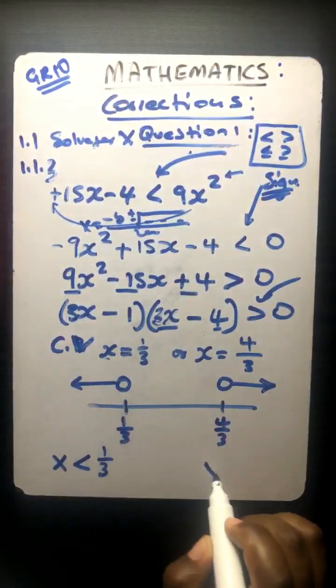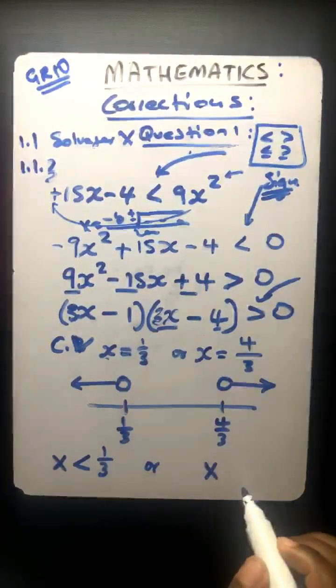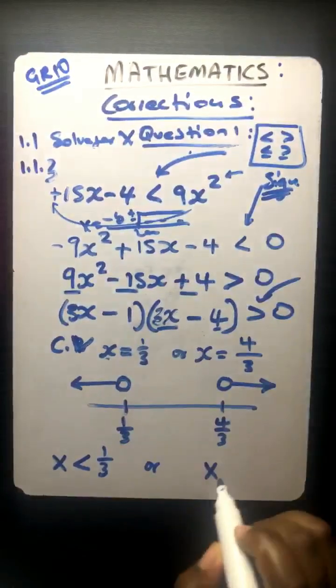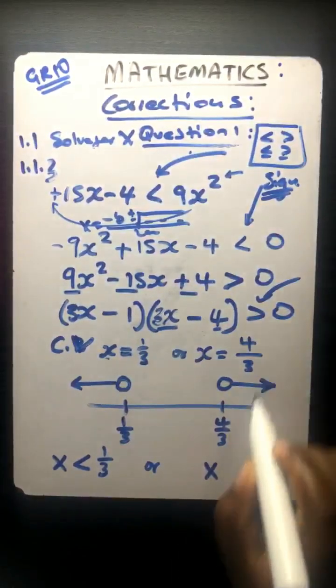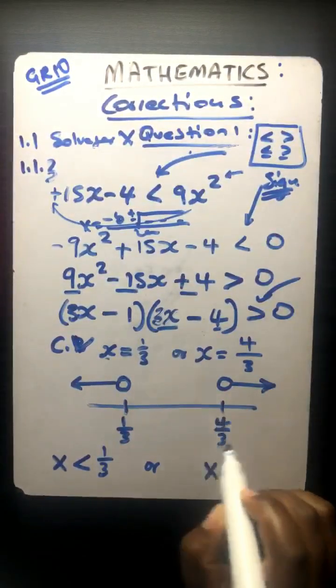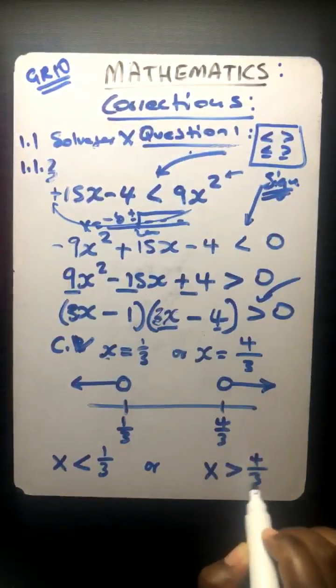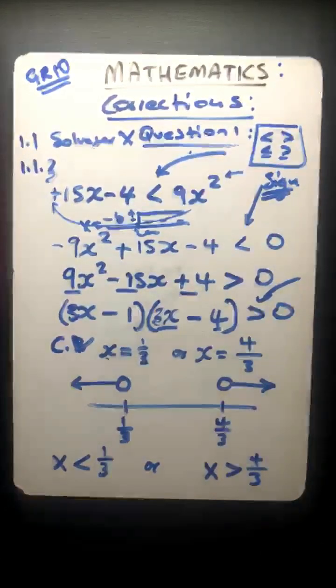You also do the same on this side. Remember, in between you can just say or. Let's see, it's x. Can you see that sign? You take it as it is and then you write that as it is. That's how you simply and easily work out that problem.